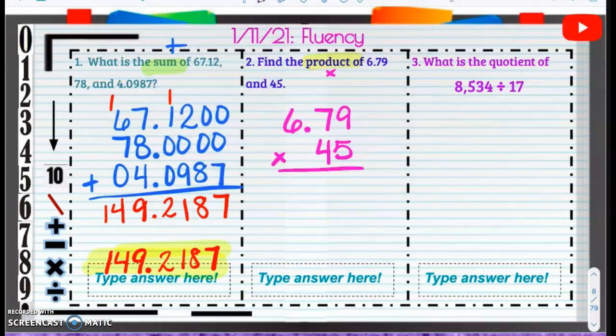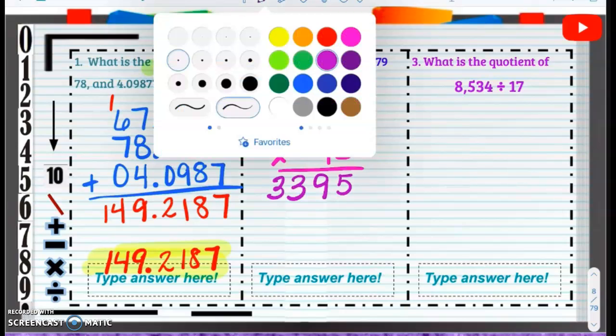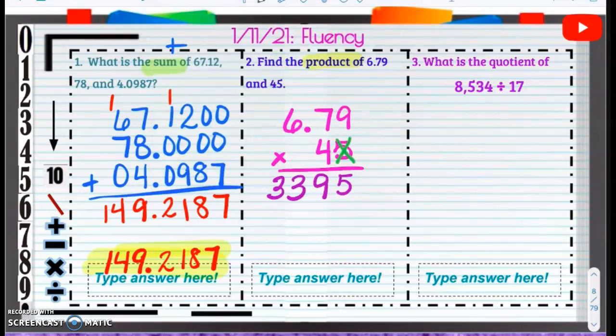Let's see, 9 times 5 is going to be 45. Carry that 4, drop that 5. 5 times 7 is going to be 35, plus 4 is 39. 5 times 6 is going to be 30, plus 3 is 33. Now we're done with that. We're done with these remainders. Let me erase that as well. We're done with that 5, so we're going to put a placeholder of 0.